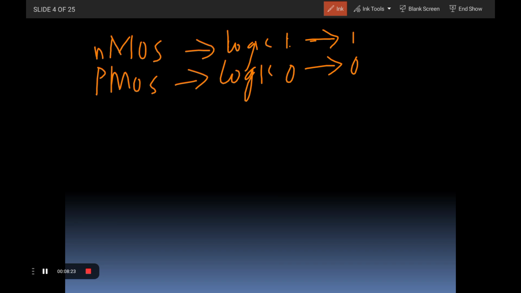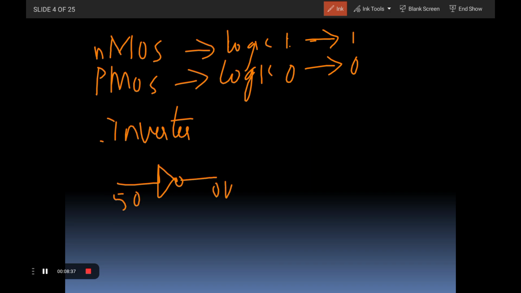Suppose you want to design an inverter. An inverter is simply called a NOT gate. If you provide 5 volts, it gives 0 volts. In terms of logic, if you provide an input of 1, it produces a 0. That is the basic operation of an inverter. This basic NOT gate operation can be designed with the help of an nMOS. How do you design an nMOS transistor to act as an inverter? That is a very important point.